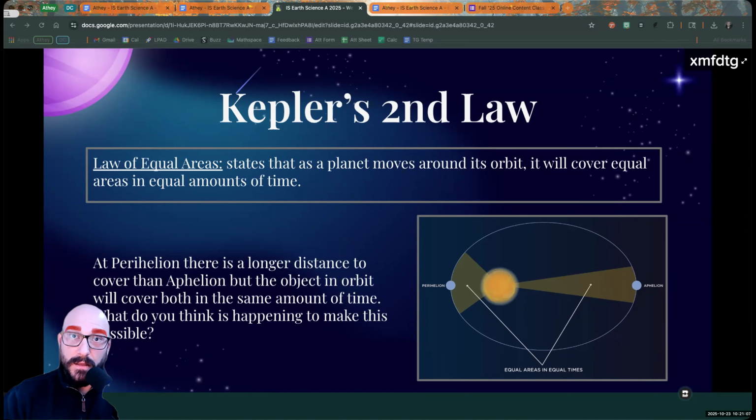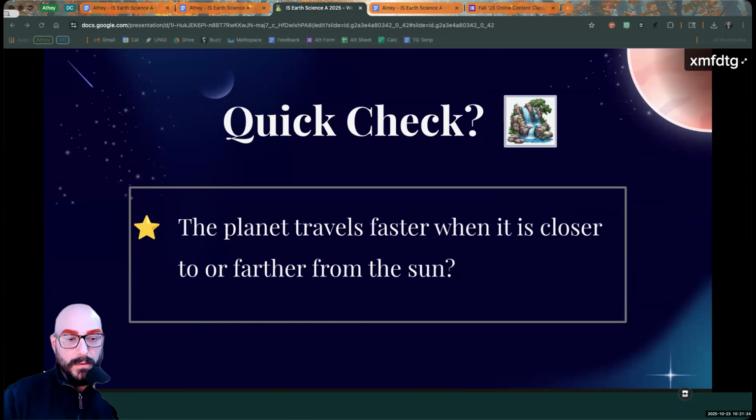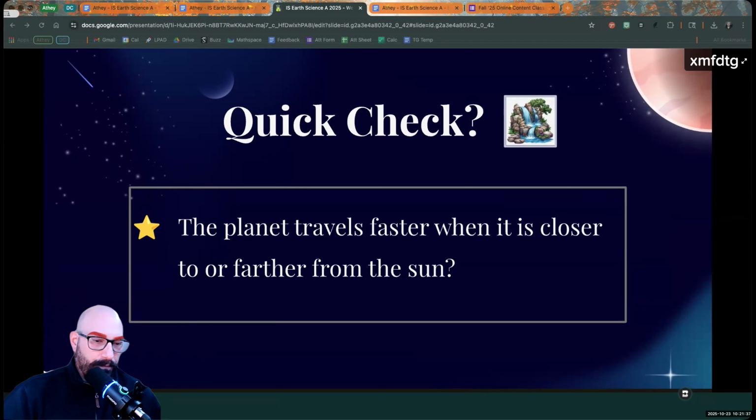Okay, so that's his second law, that the area that's carved out in this orbit is the same for every equal period of time, whether that's a day or a month or 5 months or 52 days, it doesn't matter. Okay. So that means the planet travels faster when it's closer or farther from the sun. When is it going faster?